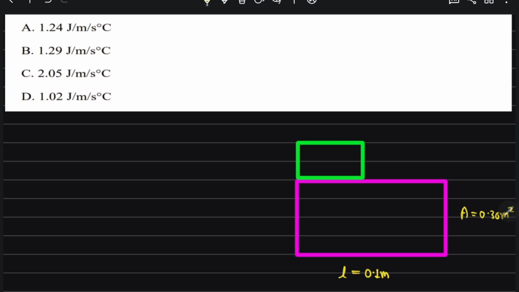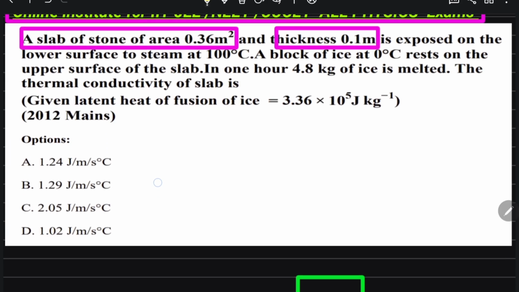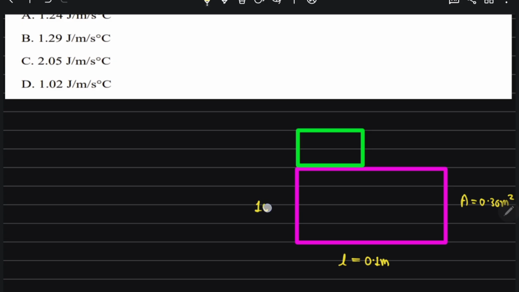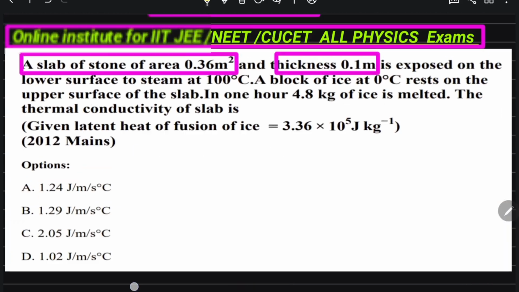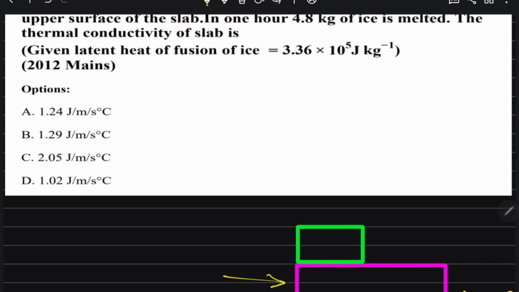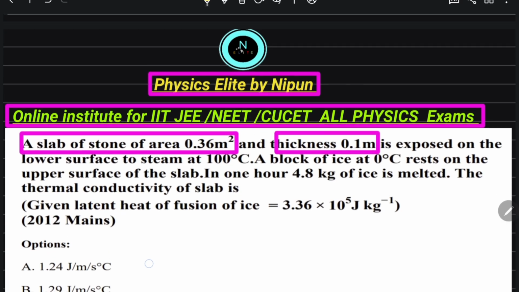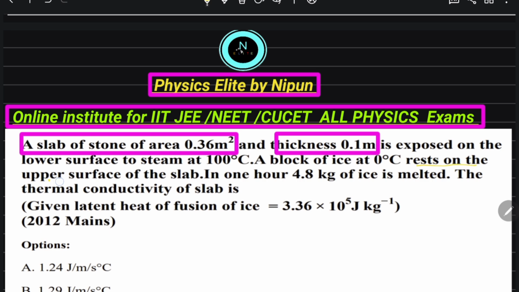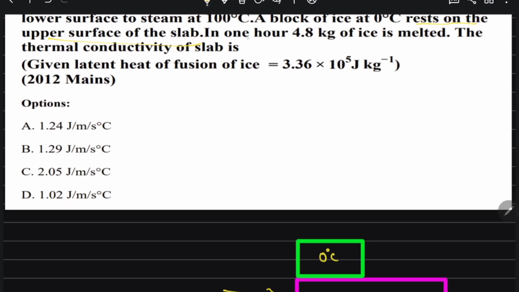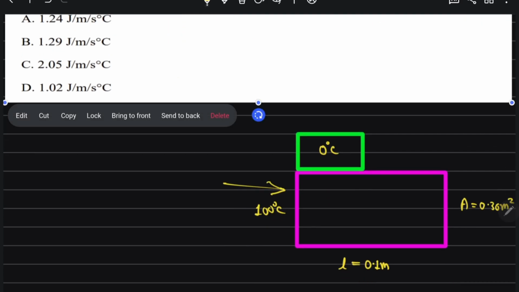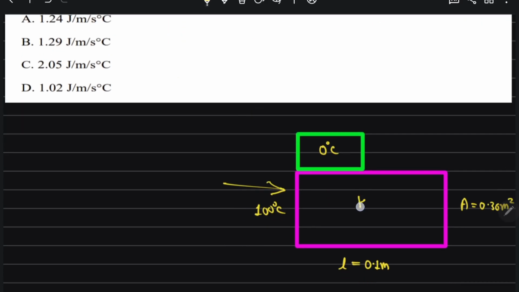It is exposed on the lower surface to steam at 100 degrees Celsius. A block of ice at 0 degrees Celsius rests on the upper surface of the slab. In 1 hour, 4.8 kg of ice is melted, and they are asking the thermal conductivity of the slab, means they are asking the K value of this slab.